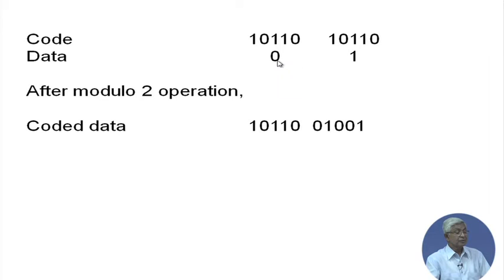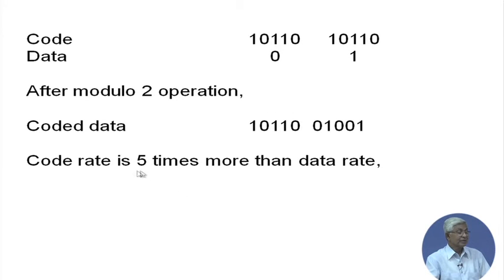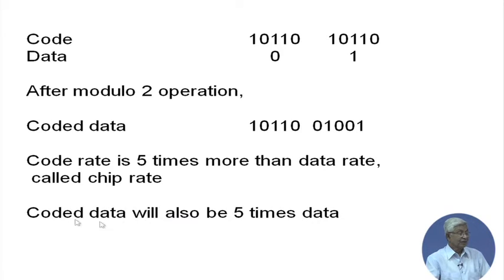But you see there are only 2 bits, here there are 10 bits, that means 5 times we have increased the data rate. So, code rate is 5 times more than the data rate. We can call it code rate, or people use another term which is called chip rate. So, code rate or chip rate is 5 times more than the data, and data itself is 2 bits, here it is 10 bits.